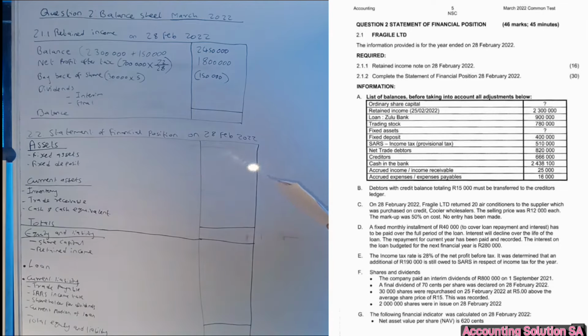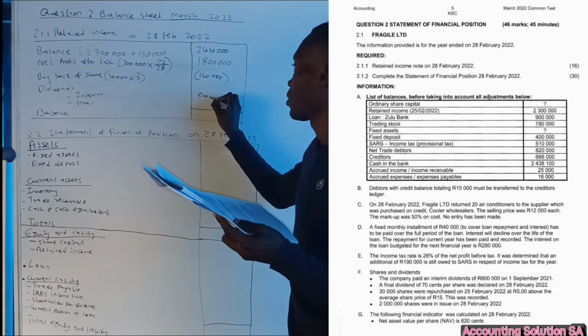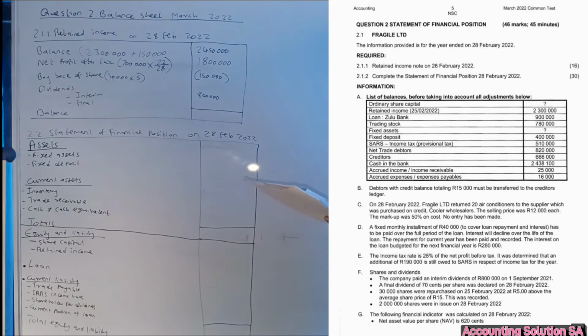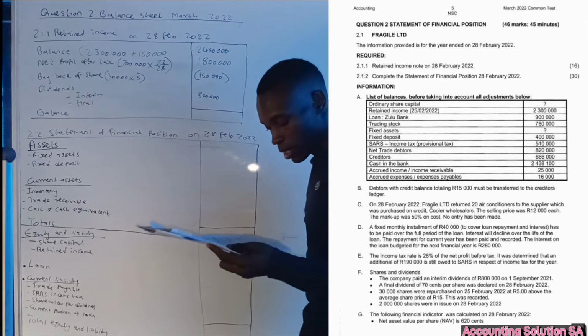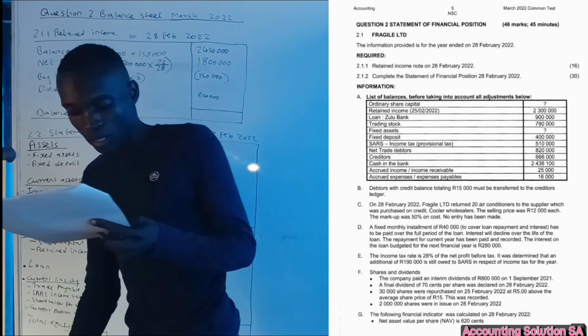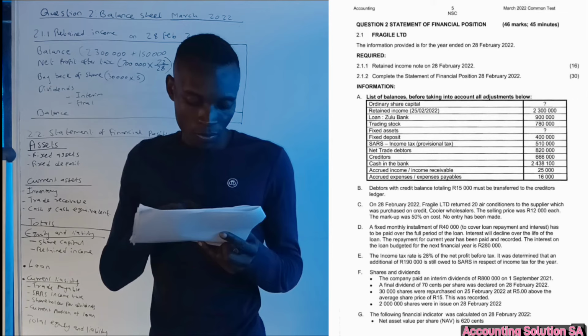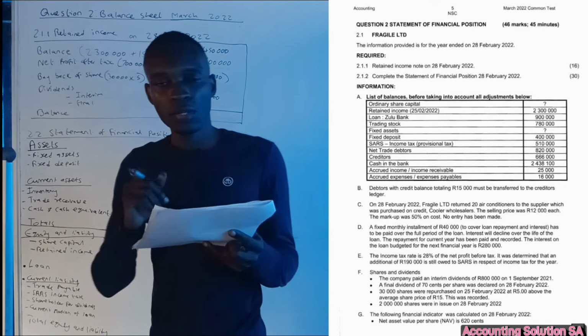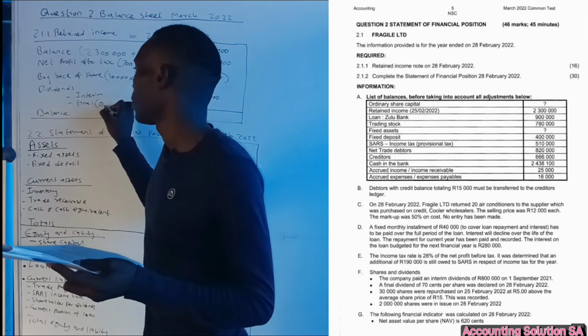Okay, let's proceed. Now let's go to the dividends part. For the dividends part, they said the company paid number F. The company paid an interim dividend of 800,000. And they said the final dividend of 70 cents per share was declared on 28 February. So remember, they said 200,000 shares were in issue on 28 February, but there was a repurchase of shares of 30,000. So now the question is, are those 30,000 going to form part of the final dividend of 70 cents?